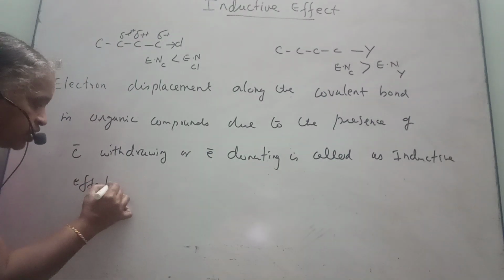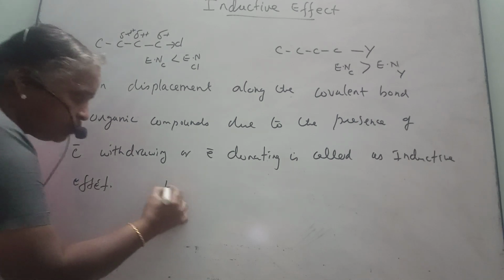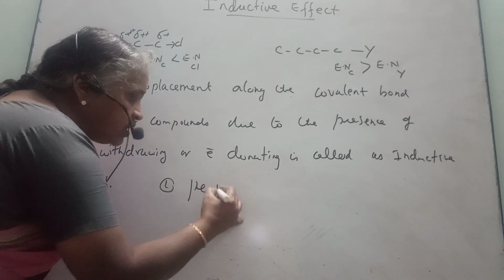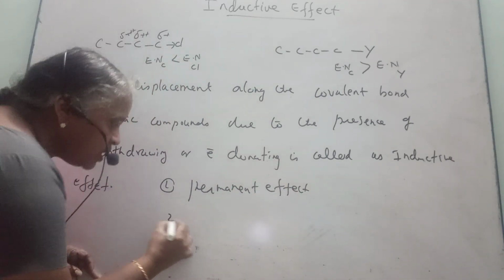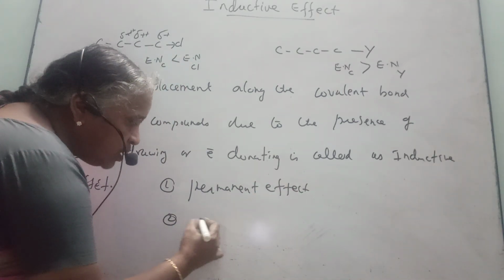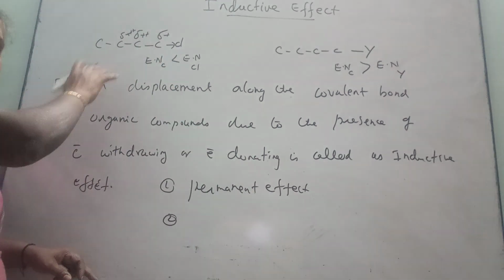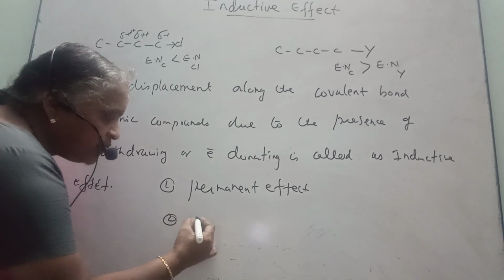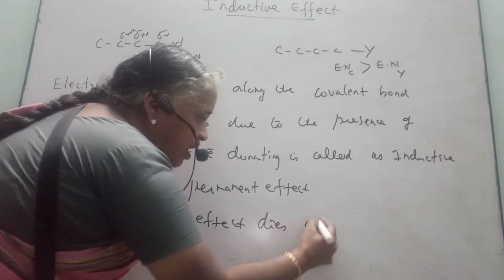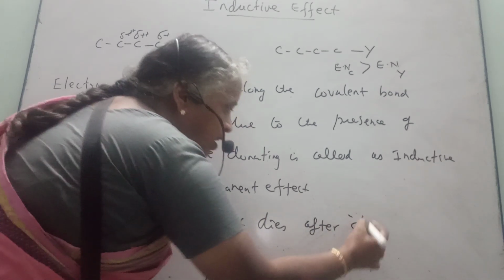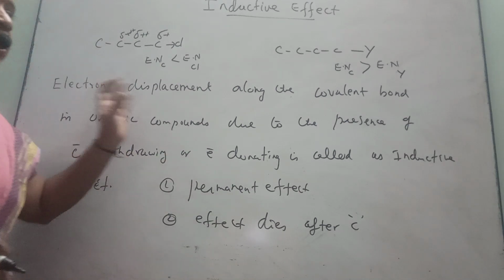Next we are going to see the properties of the inductive effect. Point number 1: it is a permanent effect. Number 2: it will travel only up to carbon number 3. After carbon number 3, this effect dies. So these are the important points we have to keep in mind regarding the inductive effect.